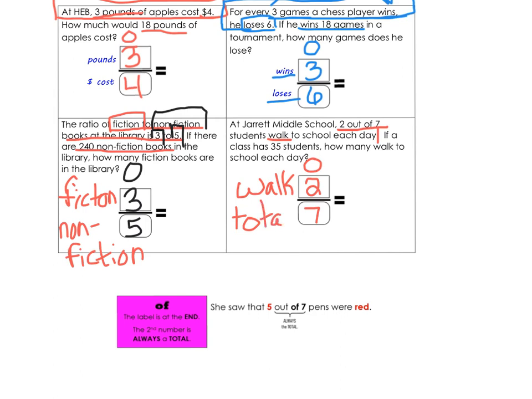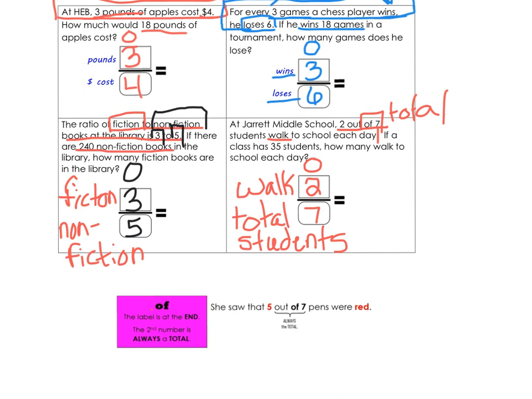And sometimes it's not always cut and dry exactly what they mean. But here, if we are talking about students who walk, that means the 2 is going to be represented by walk. And the words out of, this one's usually going to be your total, because it's saying 2 out of 7. So 2 would be your part, and 7 would be your total, okay?